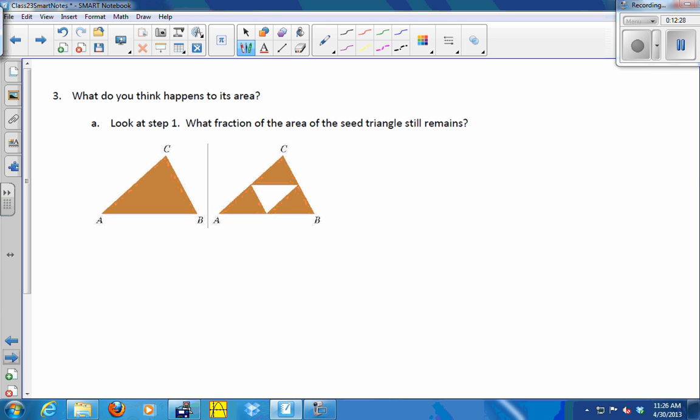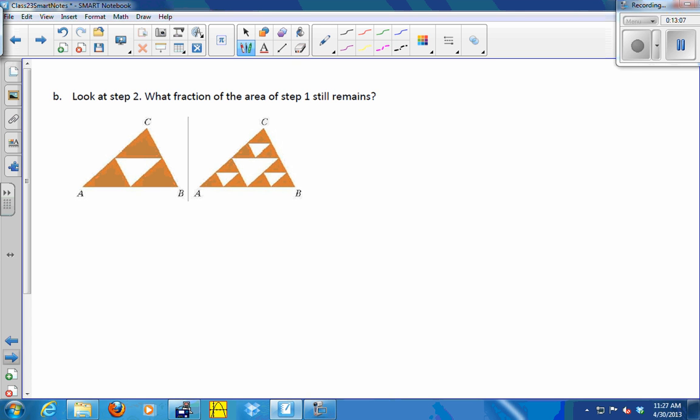All right, so let's investigate the area. So look at step 0 to step 1. Let's just say that the area of this original triangle is 1. What fraction of the area still remains after we've thrown out the middle? 3/4, yeah. So I broke this original triangle into 4 equal triangles, threw out one of them and kept 3 of them. So I still have 3/4 of the area. I threw away 1/4.